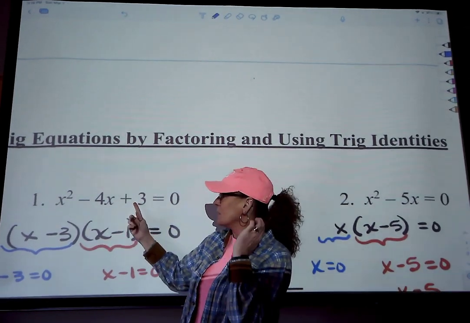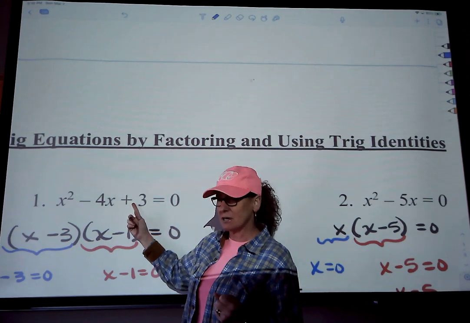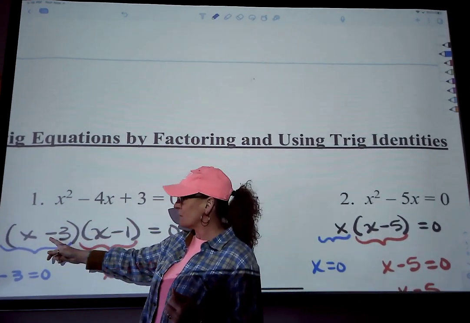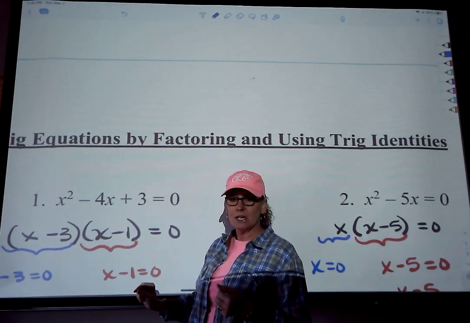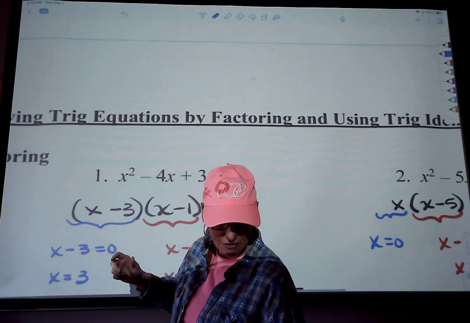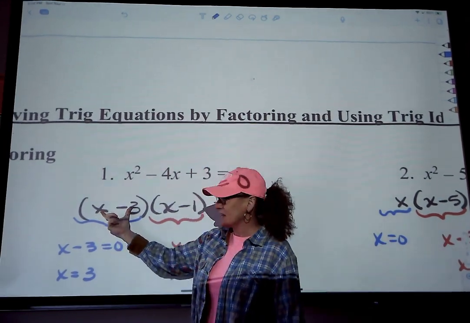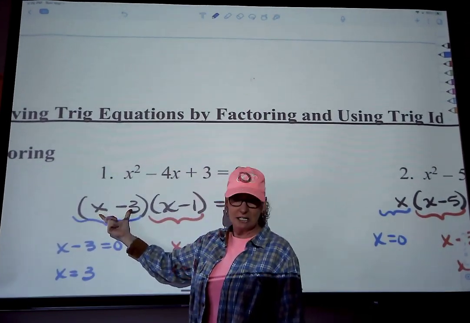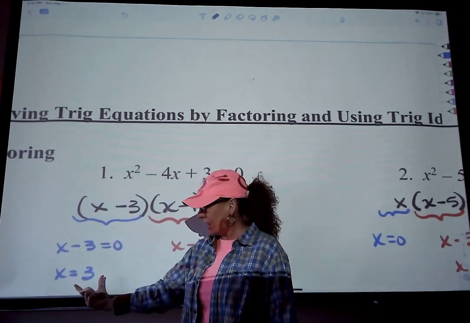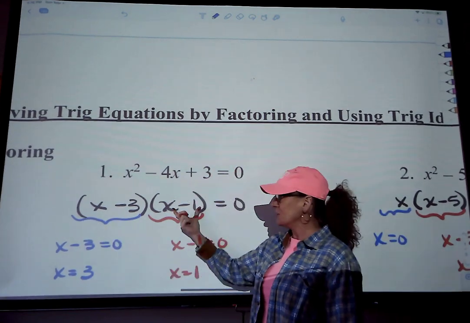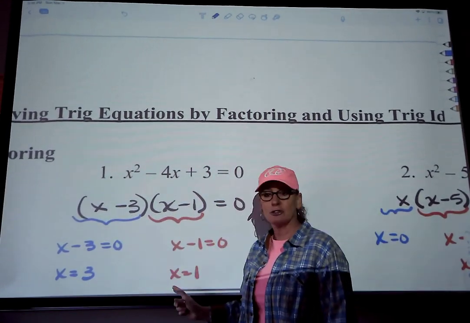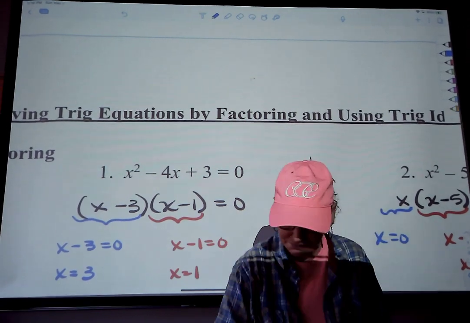We're looking for two numbers that multiply to make a positive 3 and add to make a negative 4. Those numbers are negative 3 and negative 1. So that's how it factors. Then to solve it, you take this binomial, set it equal to 0, and add 3 to both sides. Then you take this one, set it equal to 0, and add 1 to both sides. Those are your two solutions.